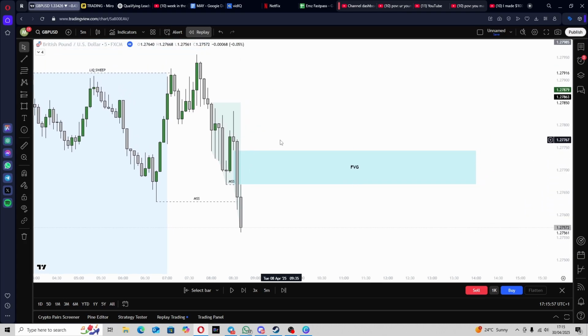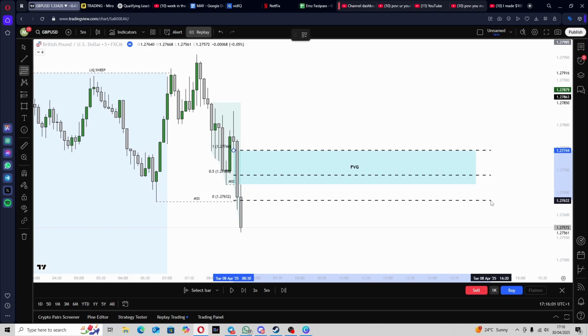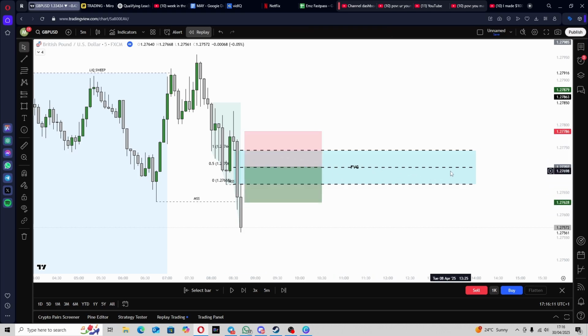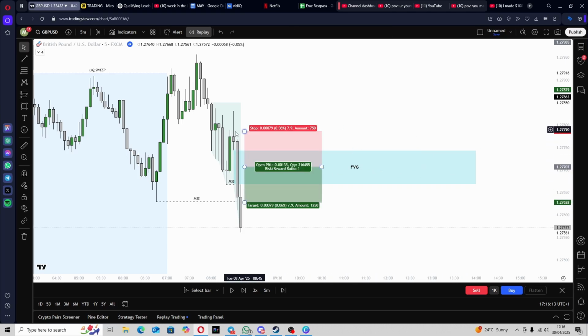So all you need to do after the fair value gap is bring your Fibonacci tool out. You can see how it's giving you just 3 levels: the mid, the 1, and the 0. I'm going to place this right here, and I'm going to place my short position at the middle of the Fibonacci table. I'm going to delete the Fibonacci table after that.